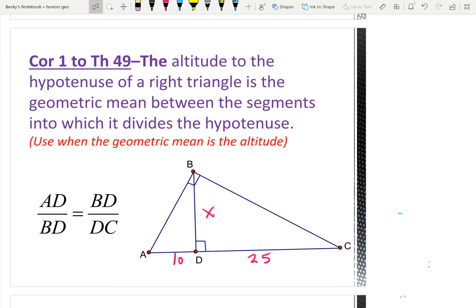All right, so now we have a corollary 1. Now there's more than one corollary, so make sure you say it's corollary 1. The altitude to the hypotenuse of a right triangle is the geometric mean. Boom. Okay, we've had this word before.